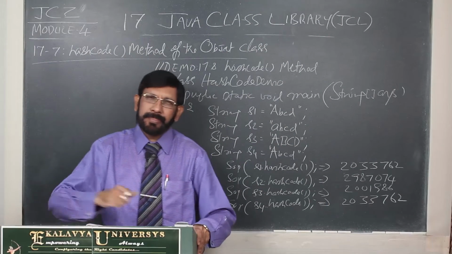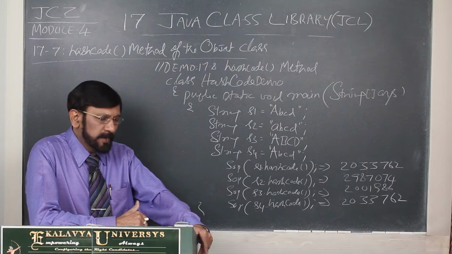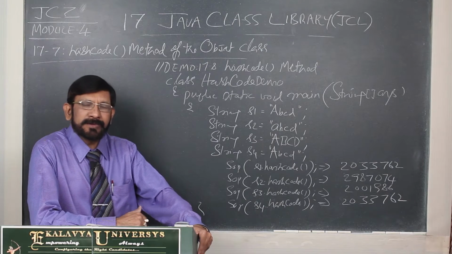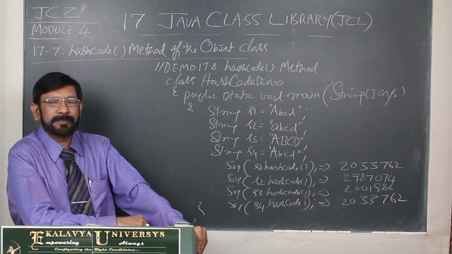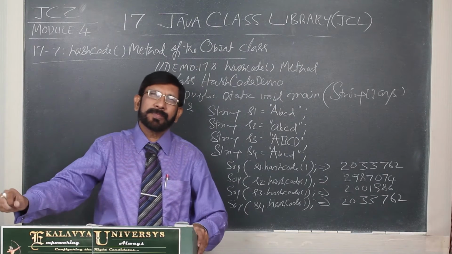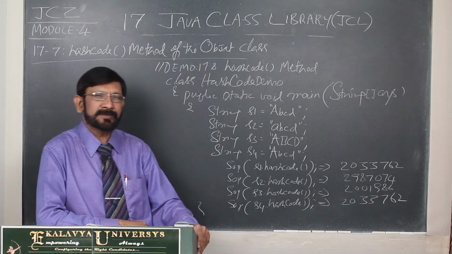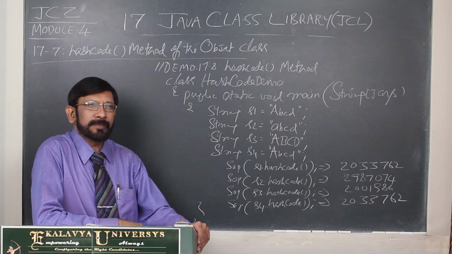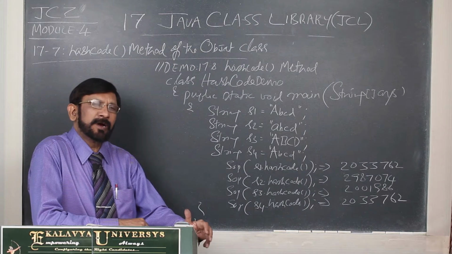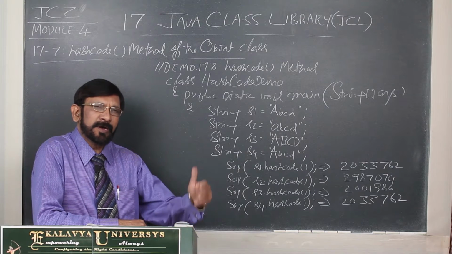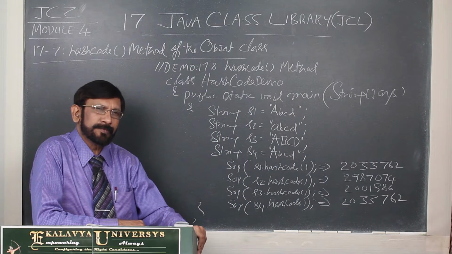Hello friends, now let us take up concept number 17.7, the hashCode method of the Object class. One of the instance methods of the Object class is hashCode. As I told you many times, every Java class and every Java object inherits it and uses it.